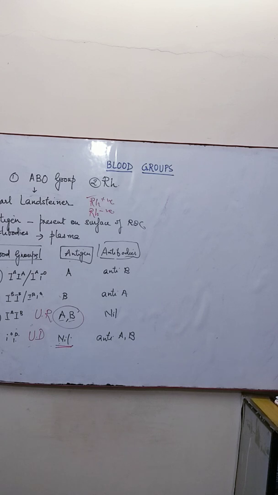Now, the problem is that when transfusion is done, the RH factor needs to be counted. Since it is an antigen, it has to be matched. Otherwise, there will be specific antibody formation and the blood will be rejected. So the RH group also needs to be matched before the transfusion is made. Now, RH factor comes to special significance when we talk of pregnancy. Let's talk about a condition in which the mother is RH negative.